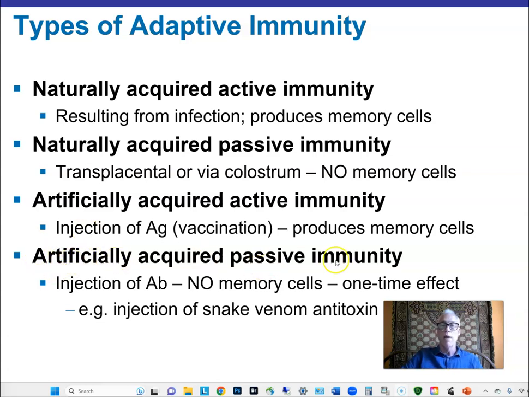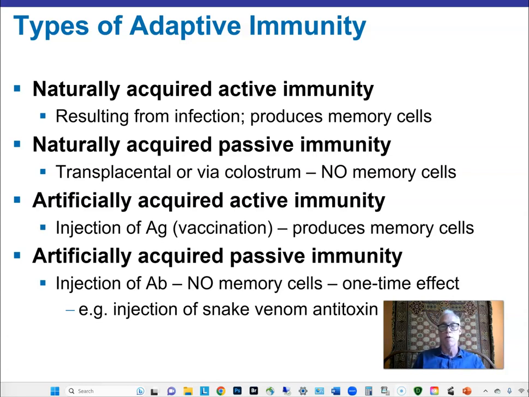Anyway, artificially acquired passive immunity. Let's say someone gets a snake bite and they're going to die in a few hours. What do you do? Wait for them to produce an adaptive immune response? Probably not. The 5 to 7 days it takes for that to happen would obviously not even be close to effective. We're going to inject them with some antitoxin.